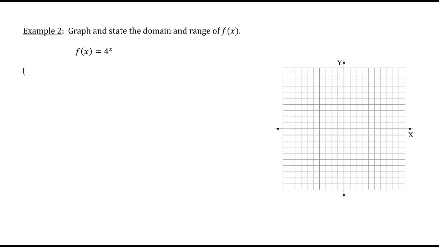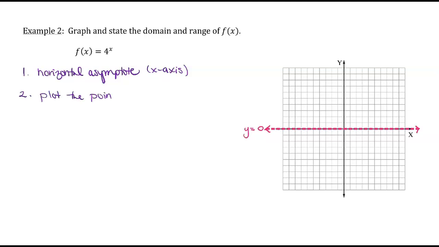The first thing that we'll do is draw in the horizontal asymptote, which is the x-axis, or the horizontal line y equals 0. Next, we'll plot those three specific points when x is equal to -1, 0, and 1. First, let's consider the y-intercept. When x is equal to 0, y is always going to be 1, because any number raised to the 0 power is equal to 1.